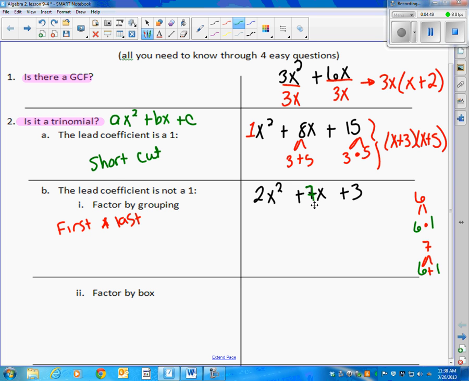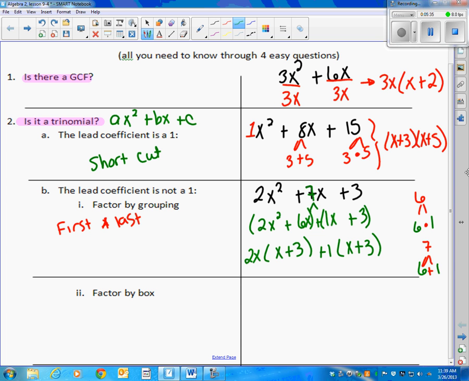So I'm going to break this middle term into 6x plus 1x. 6 plus 1 is 7x. And the reason I do that is because now I have a 4-term polynomial that I can factor by grouping. I group the first two together and the last two. The GCF in the first two is a 2x, and I'm left with x plus 3. There is no GCF in the second group, so it's just a 1, x plus 3.